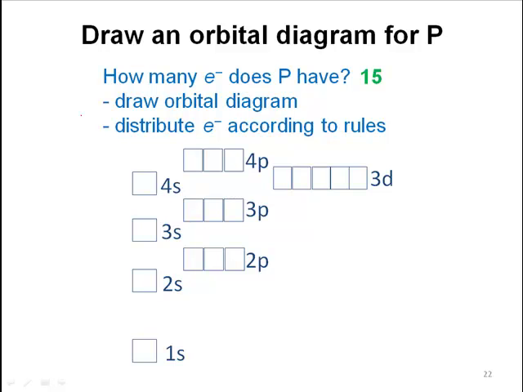So where does the first one go? 1s up. Second one goes 1s down. We've placed 2 out of 15, so we've got 13 left. Where did the next one go? 2s up, and then 2s down. Okay, we've got 11 left. Where do they go now? 2p.